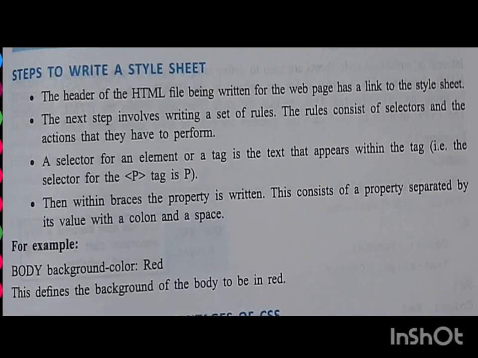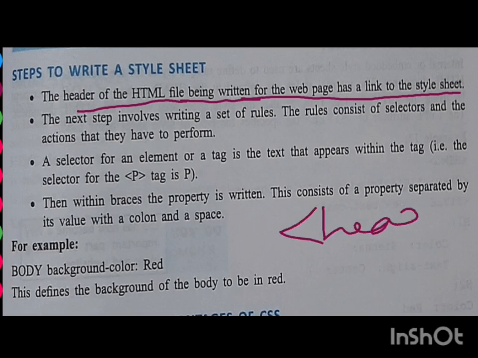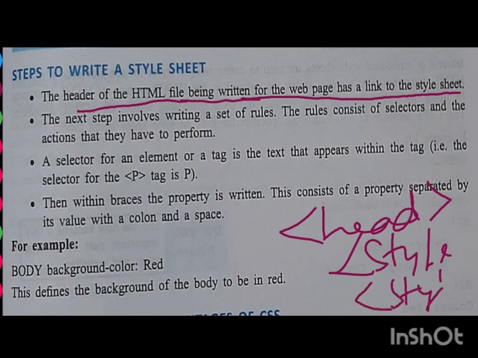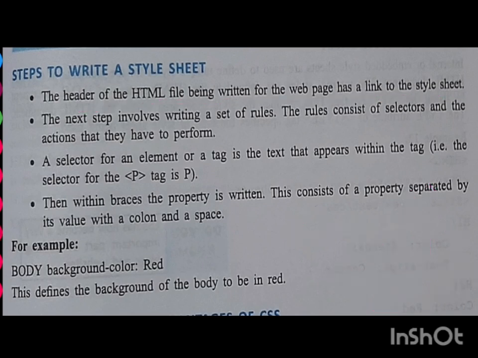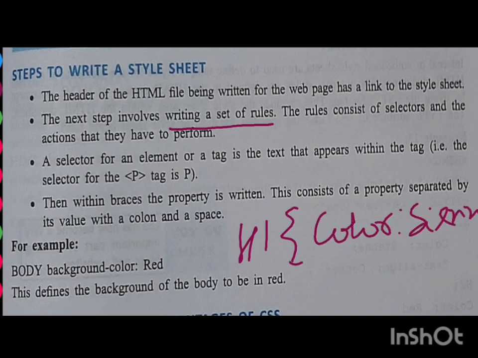Now we will proceed. So class, first step to write a style sheet. The header of the HTML being written with the web page has a link to the style sheet. As I've shown you, between the head you have to write head, then style, and you have to close the style here only. And in between you will apply all the formatting that you want to apply. After that, it says next step, writing a set of rules. Set of rules, as we have written h1, then this curly brace, then we have given color sienna. So this is the way you have to write, with a colon in between.